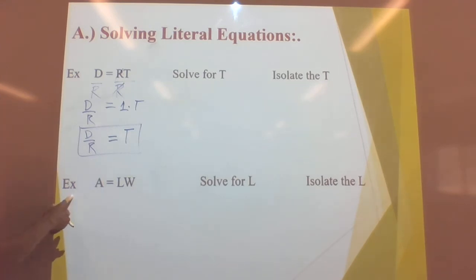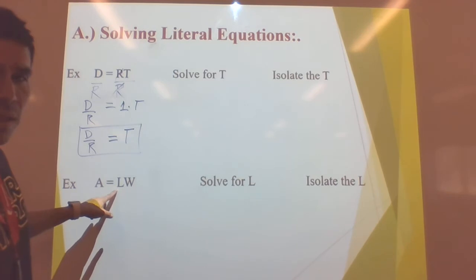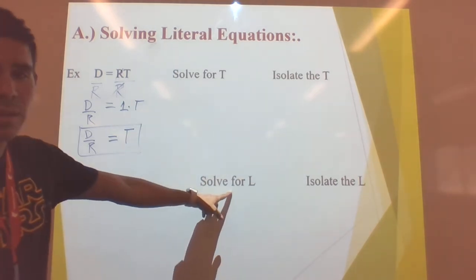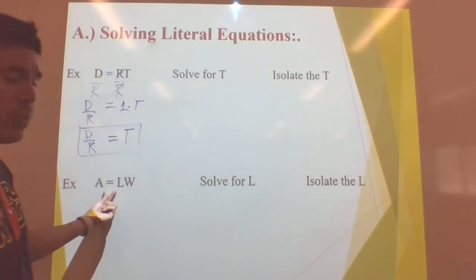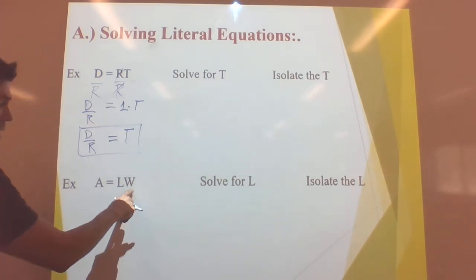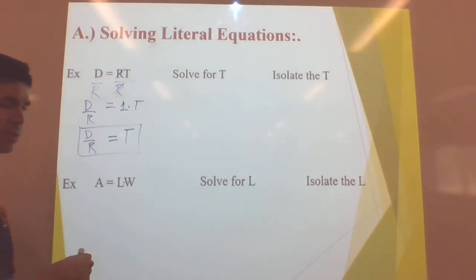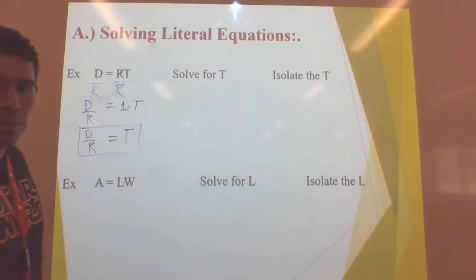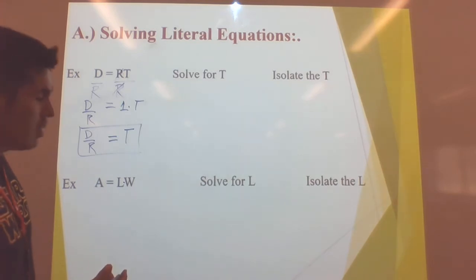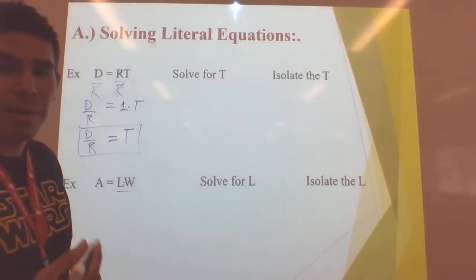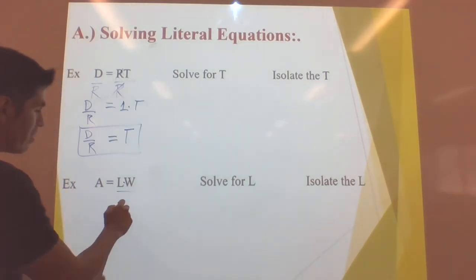Down here, we have a different literal equation. This is going to be area. How do we find the area? Area is length times width. How do we find, in this case, the length? When we have this equation here, again, we want to solve for L. What's happening to L? Remember, when you have two letters in a row, it's always going to be multiplication. So we have length times width. What we're going to do there is see what's the inverse of multiplying by W. Multiplying by W is dividing by W.